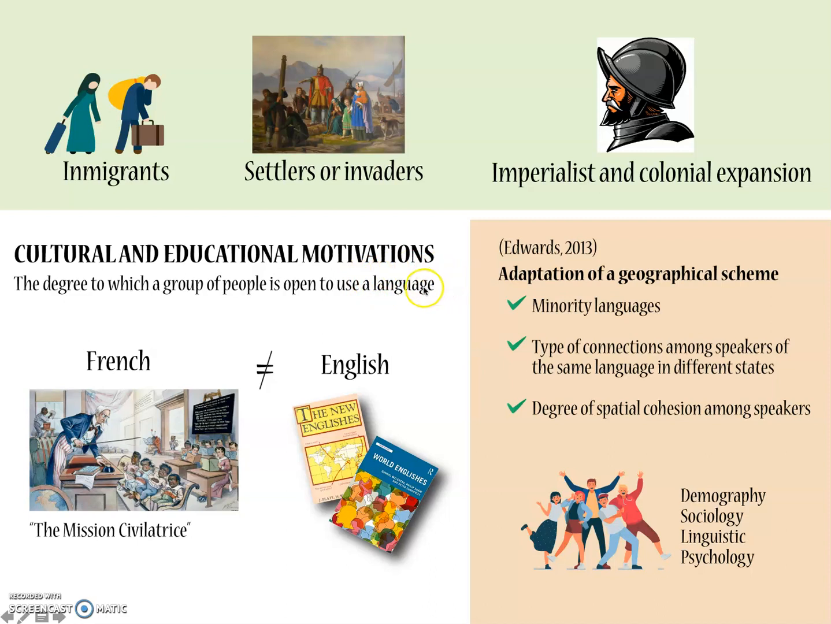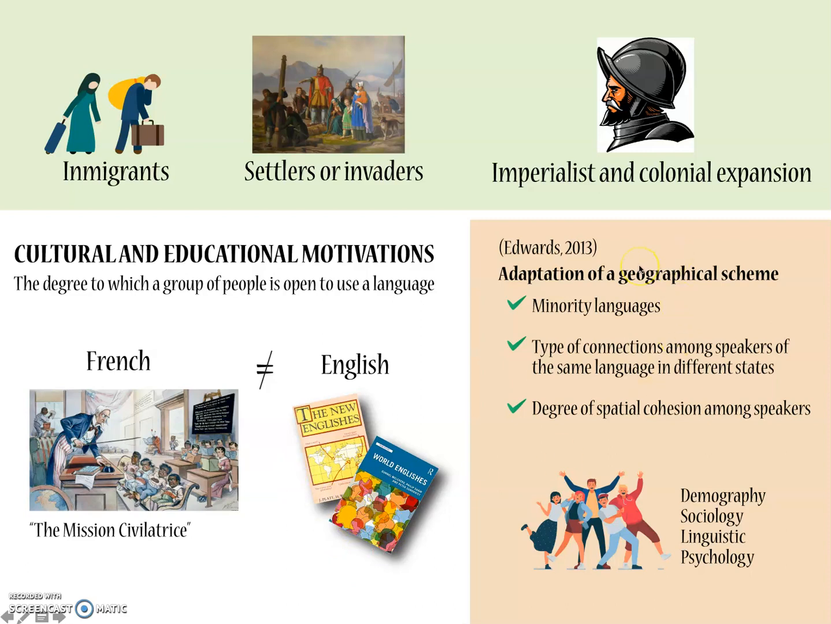That is the degree to which a group of people is open to using a language. For instance, French people are more possessive of their language. An example is the Mission Civilisatrice, an intervention in which they pretended to teach the language to those who didn't speak it, but they were extremely jealous in protecting its purity. English has not been treated in the same guarded way. On the contrary, there are books and journals about new Englishes and world Englishes, so English is becoming internationalized.